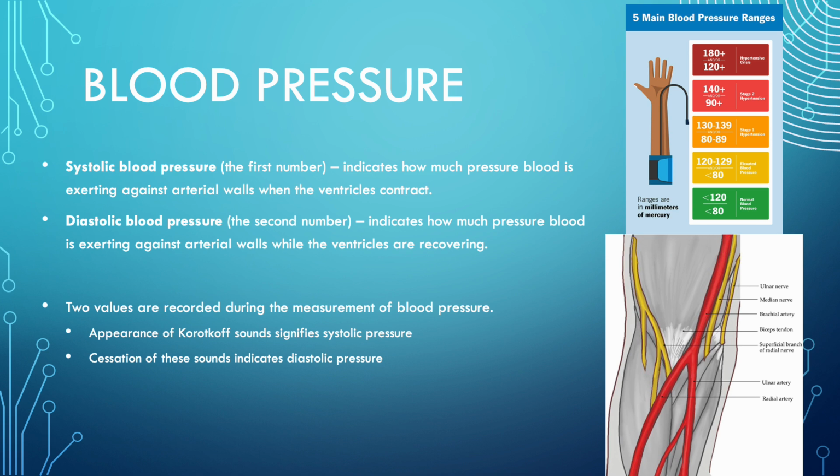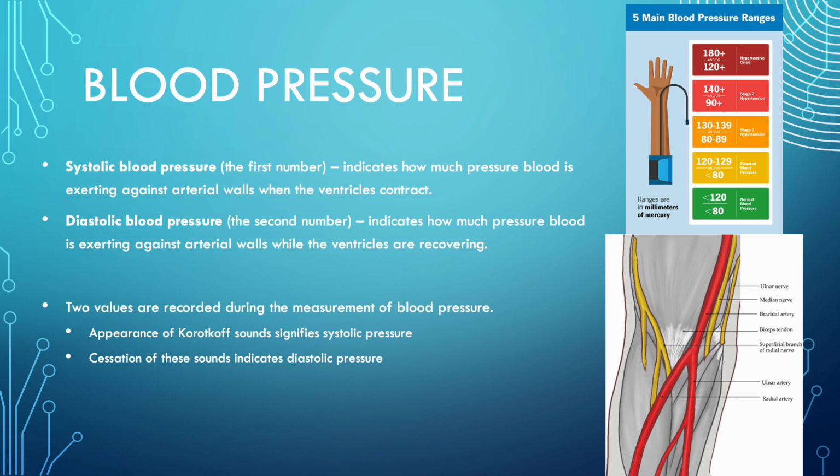We have 5 main blood pressure ranges. The first is normal blood pressure, which is approximately 120/80 or less than that. Blood pressure can get too low, but we want to be right around that 120/80 range. Between 120 to 129/80 is our elevated blood pressure, and then we've got 3 steps of hypertension. So hypertension is usually between 130 to 139 over 80 to 89, okay?